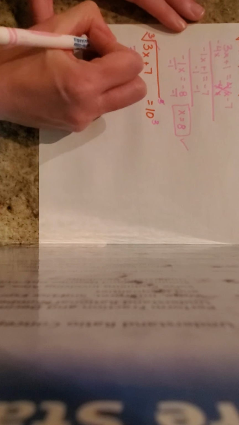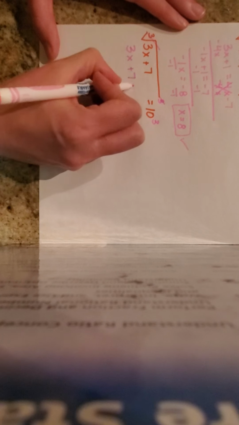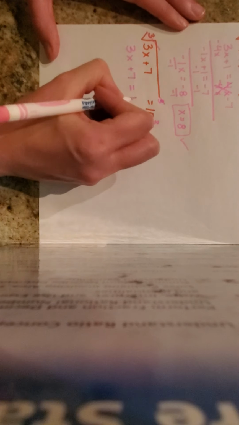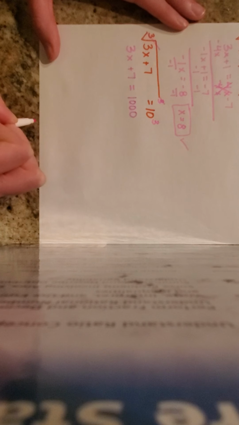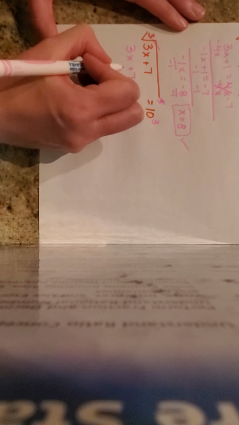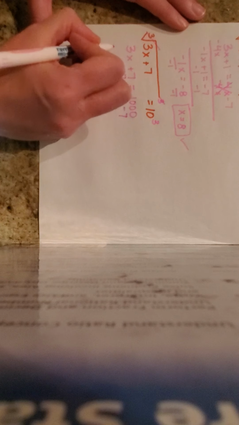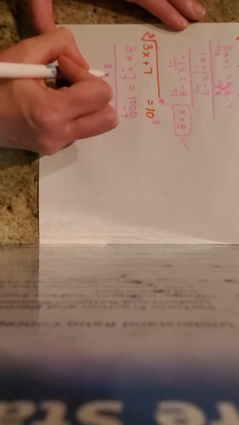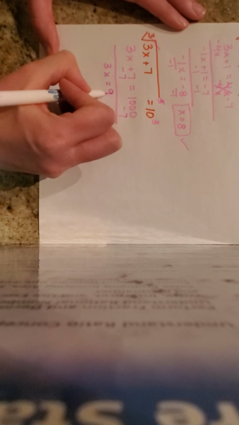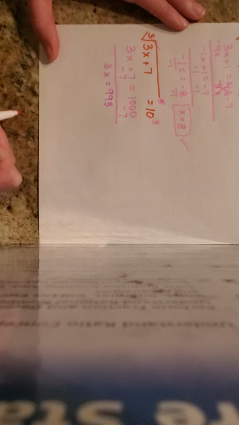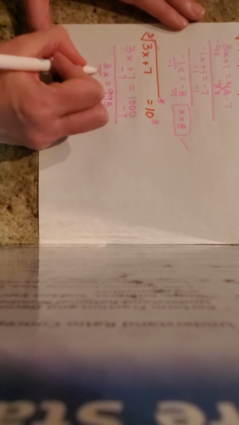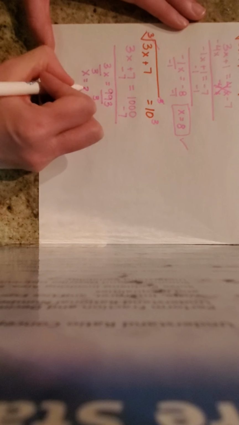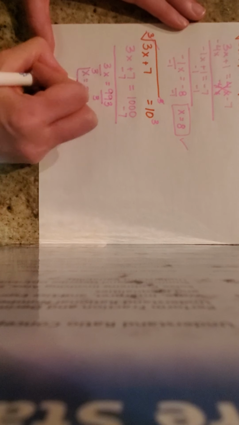So I'm left with 3x plus 7 equals 10 cubed, or 10 to the third power, which is 1,000. And now just solve for that x. So I'll subtract 7 from both sides. And when you do that, you're left with 3x equals 993. And then you divide both sides by 3, and you get x equals 331 as your final answer.